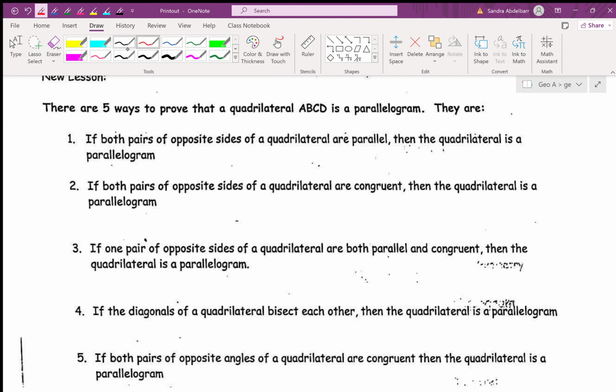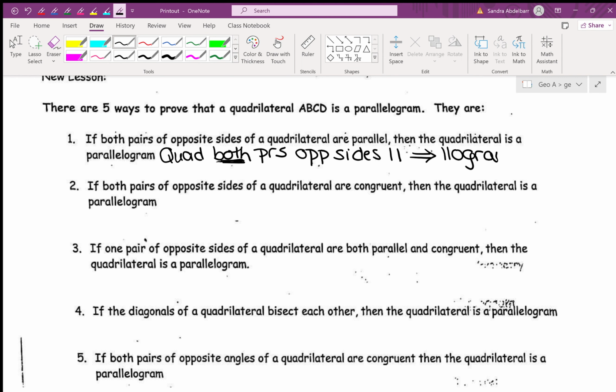So it's going to be quad, both pairs, and you need the word both. You do need that word both. Quad, both pairs, opposite sides, parallel, yield, so we do that with an arrow, parallelogram. So that's the first way to prove that a quadrilateral is a parallelogram. So quad, both pairs, opposite sides, parallel, yields parallelogram.